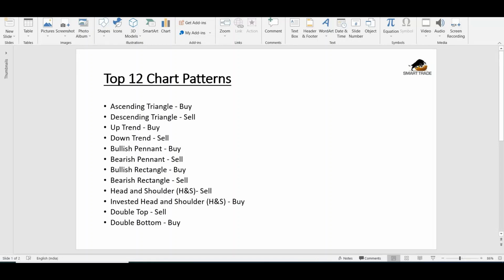So these are the 12 chart patterns that we are going to discuss on a daily basis: ascending triangle, descending triangle, uptrend, downtrend, bullish peanut, bearish peanut, bullish rectangle, bearish rectangle, head and shoulder, inverted head and shoulder, double top and double bottom. So let's quickly get started. Today's video is going to be on ascending.